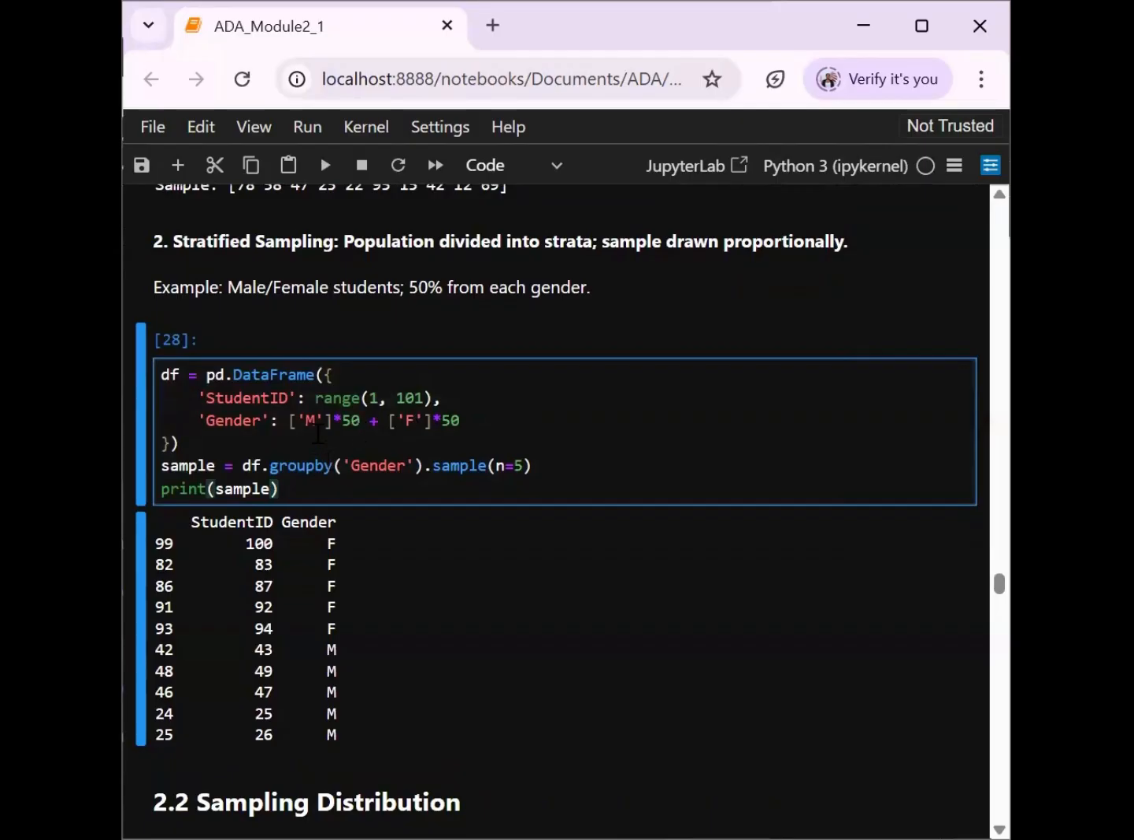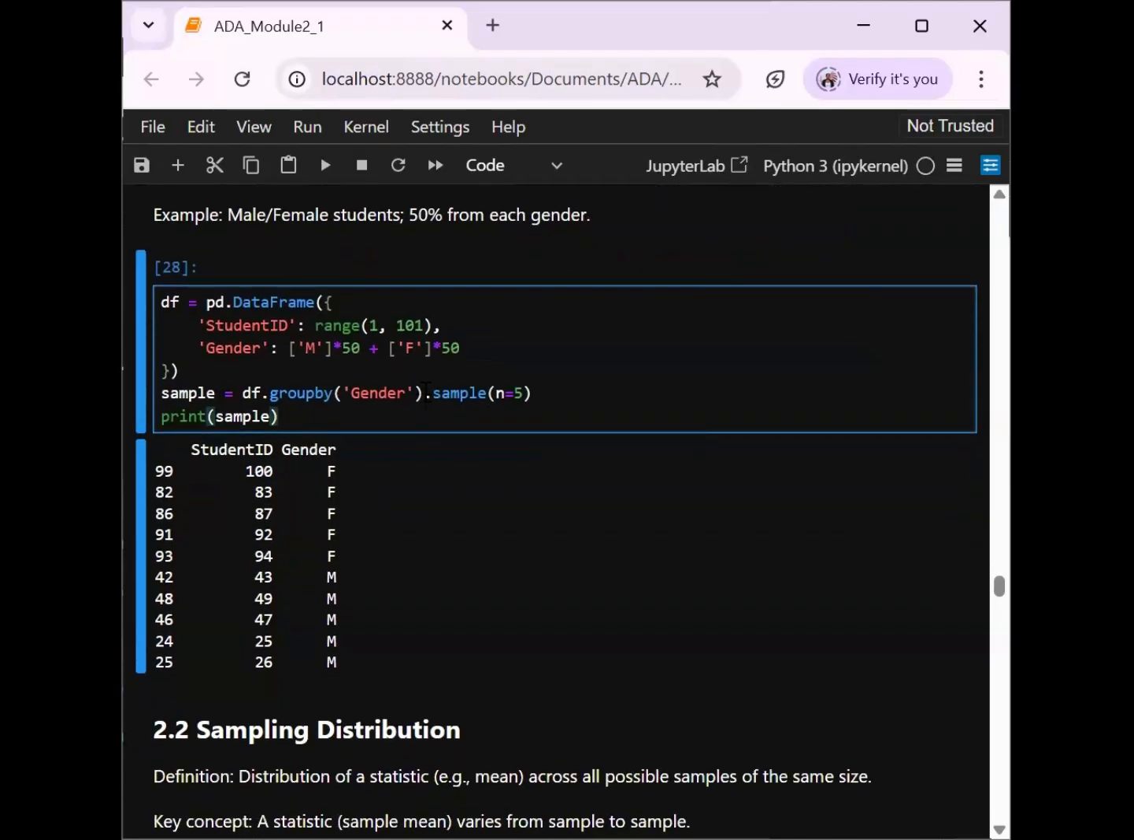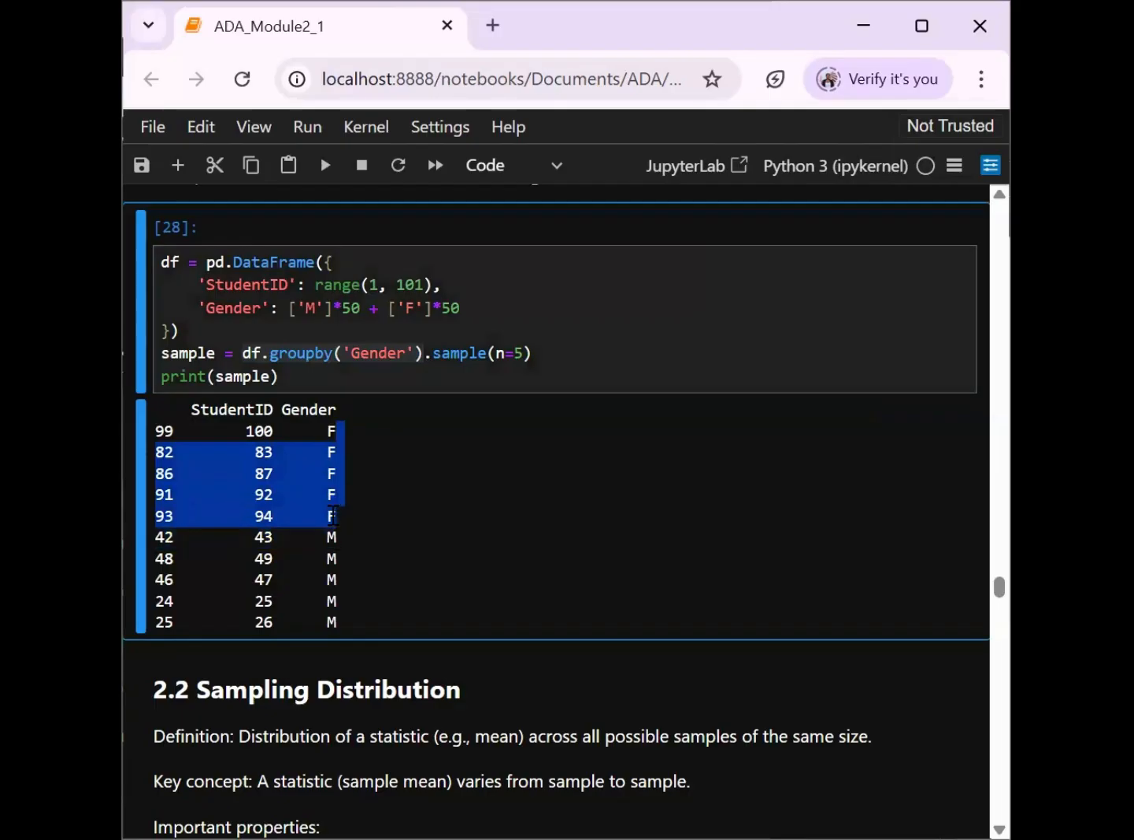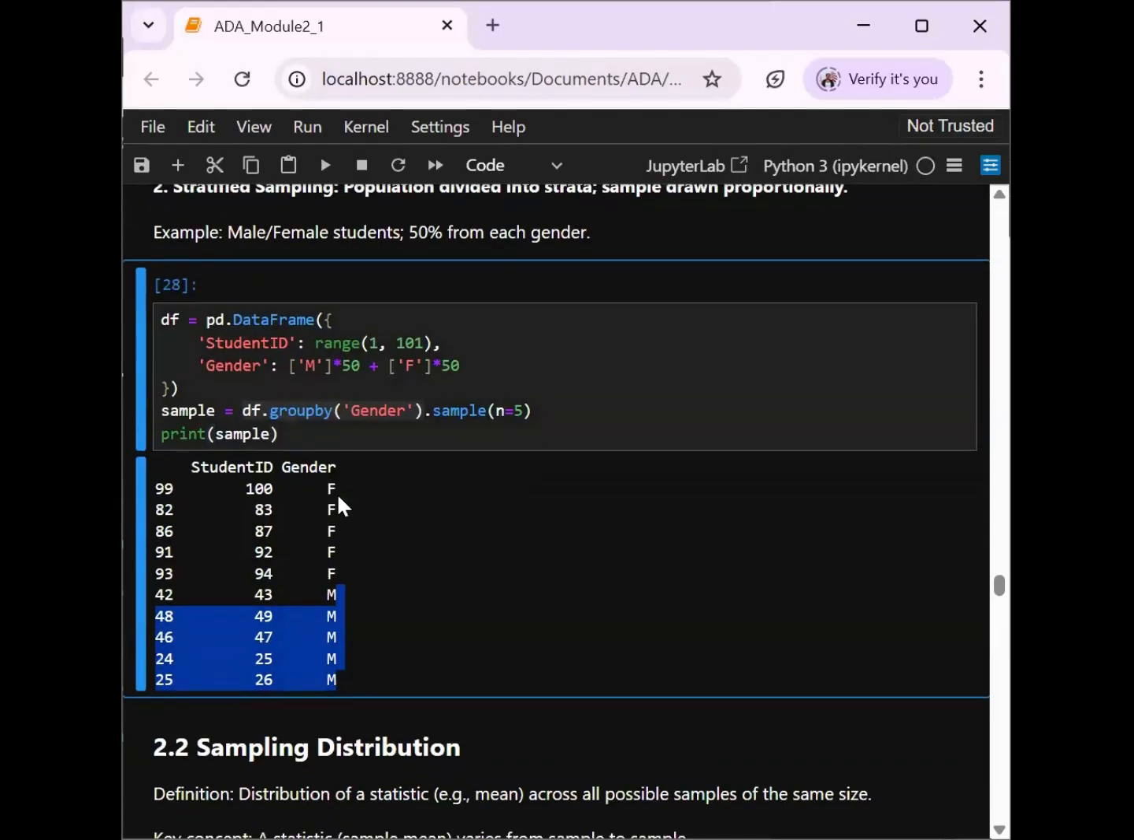So here now we want to see how to do stratified sampling, right? First of all, we have a data frame with student IDs from 1 to 100, and the first 50 will be male, and the last 50 will be female. So we group them, and then we select a sample of five from each group. At the end, it's going to randomly select five female and five male. So we are sure that according to gender, it is balanced, and we can make sure that there's no bias.